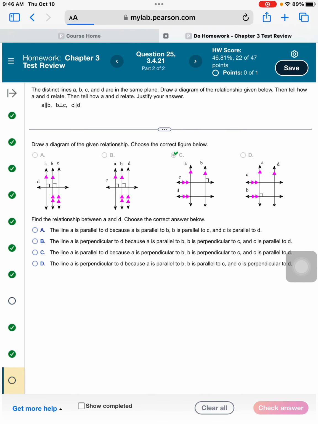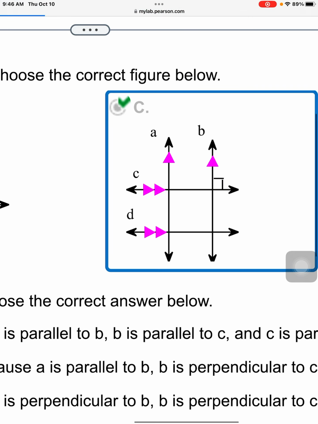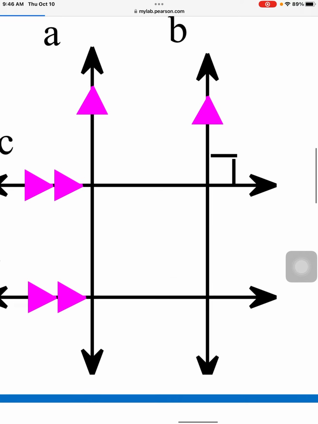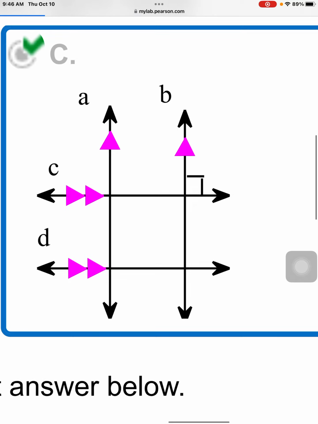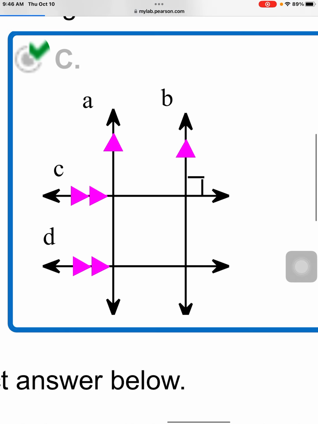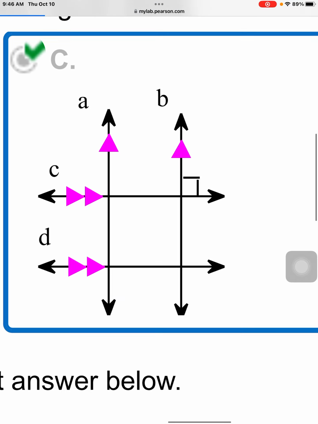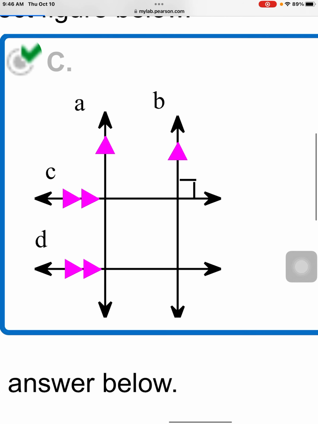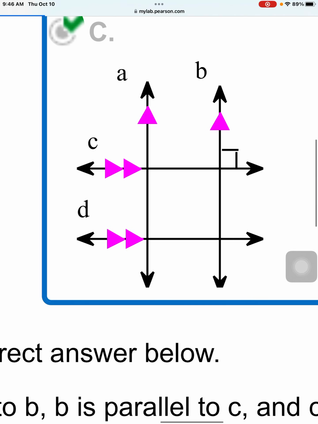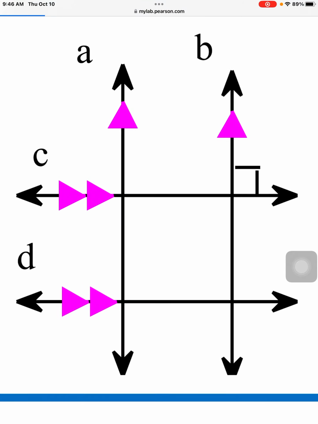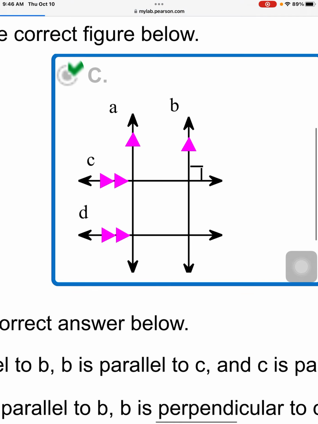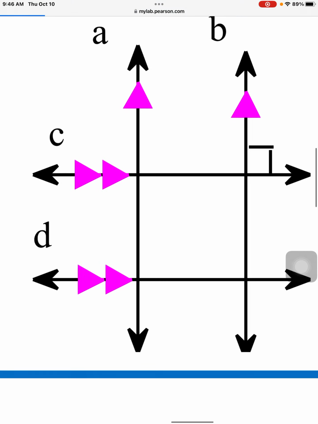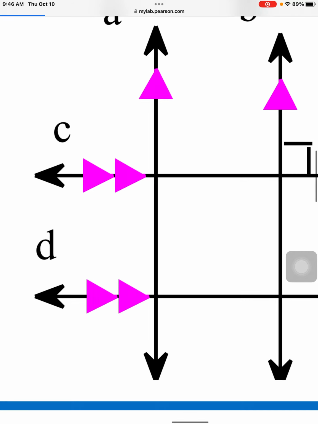Okay, so find the relationship between A and D. So what is the relationship between A and D? If I know that this is 90, then that means this one also has to be 90 because of what? Corresponding angles theorem. Now, if this is 90, what does this one have to be between A and D? It also has to be 90 because of what? Corresponding angles theorem. And remember, I told you guys, if I have two lines that are both parallel, A and B are both parallel, C and D are both parallel, that means that everything here matches. So that means this is going to be alternate interior.